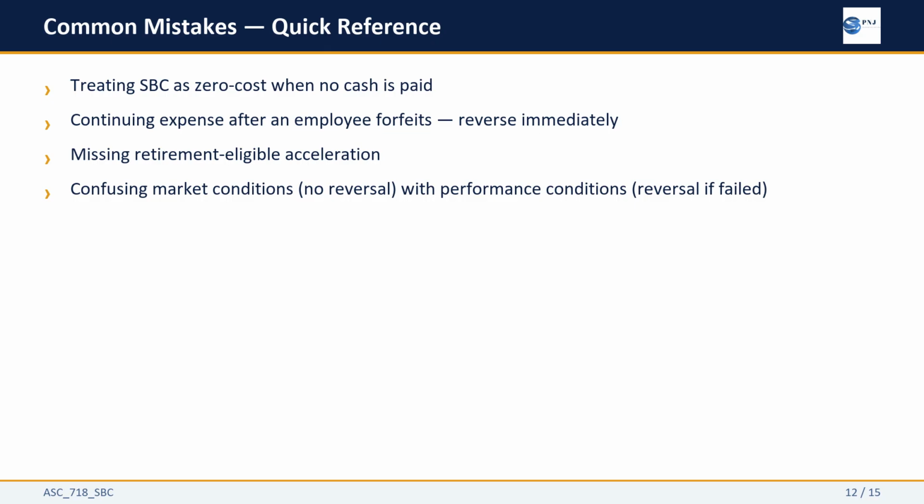Applying the IFRS forfeiture estimation method in a U.S. GAAP engagement without checking the policy election. Not recognizing expense for market condition awards that miss their targets, the expense stands. And presenting SBC as a separate income statement line without policy support. Each of these has happened in real engagements, and each has a specific prevention step.